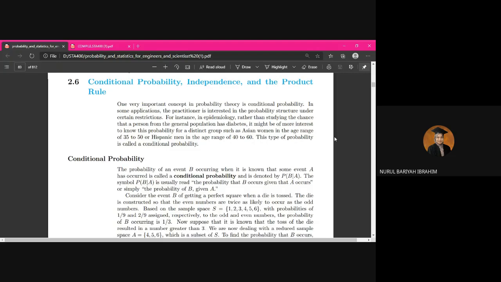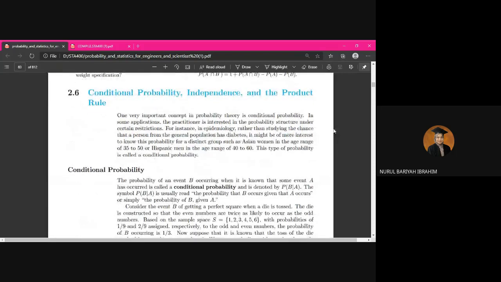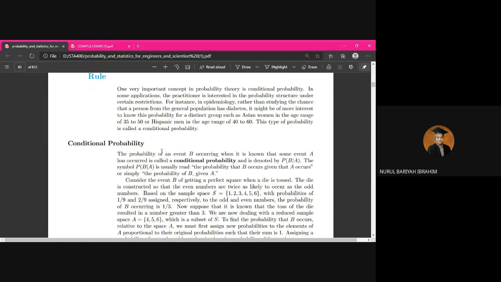Okay, so in the previous study you have learned how to find the probability of an event. And today we proceed with conditional probability. So what is conditional probability? It is the probability of an event B occurring when it is known that some event A has occurred before. So this is called conditional probability.